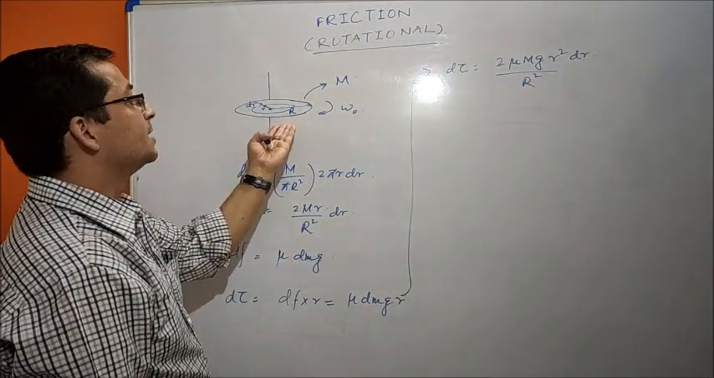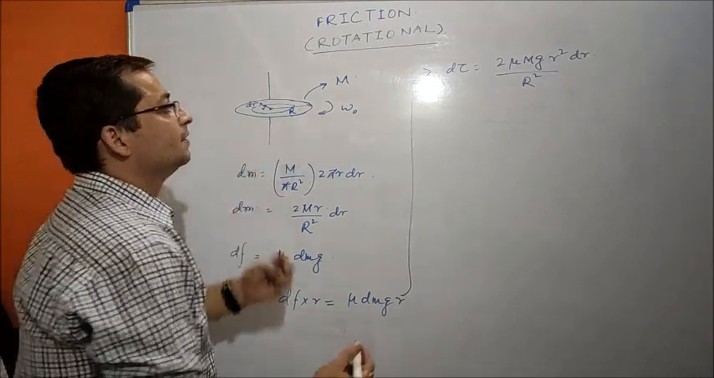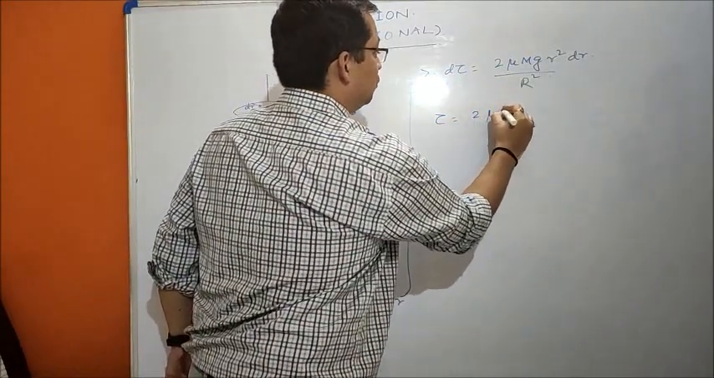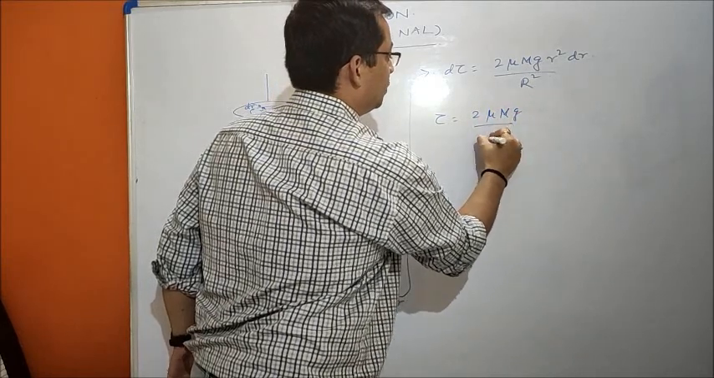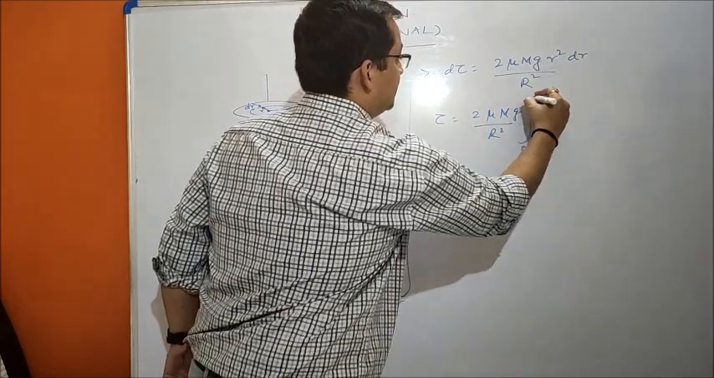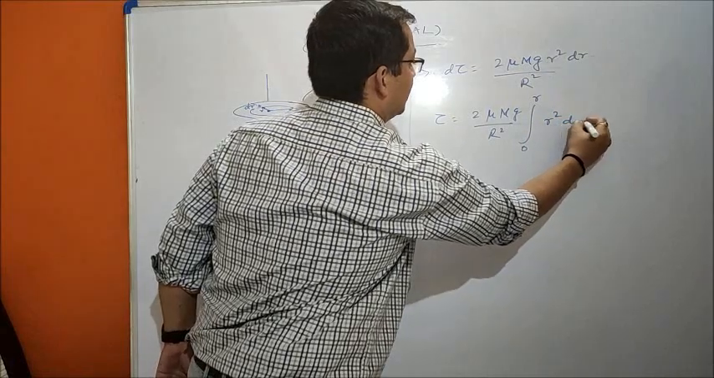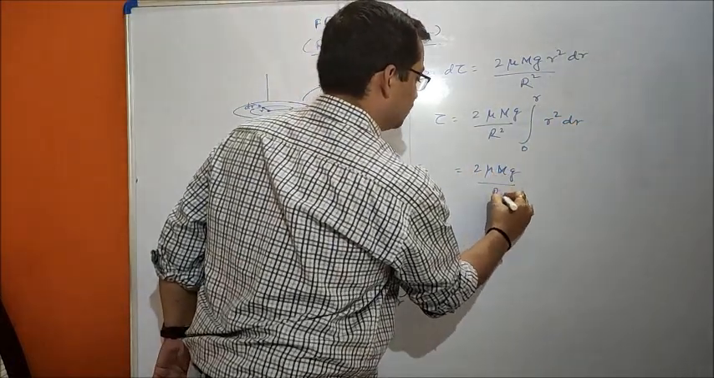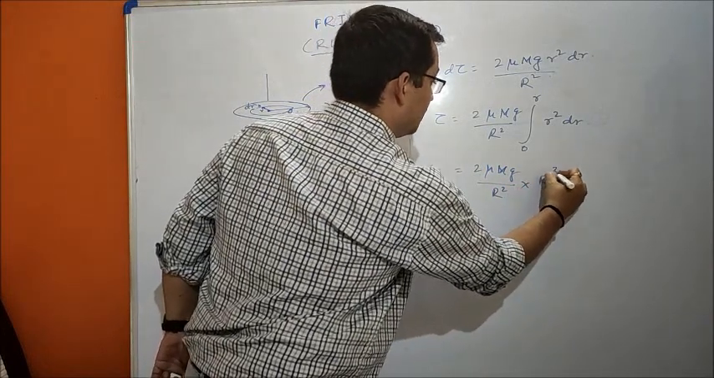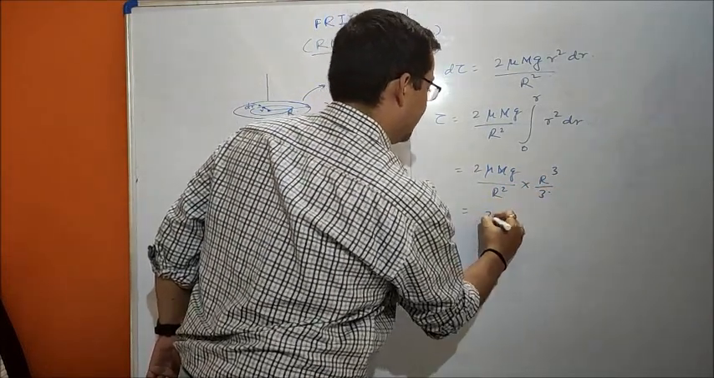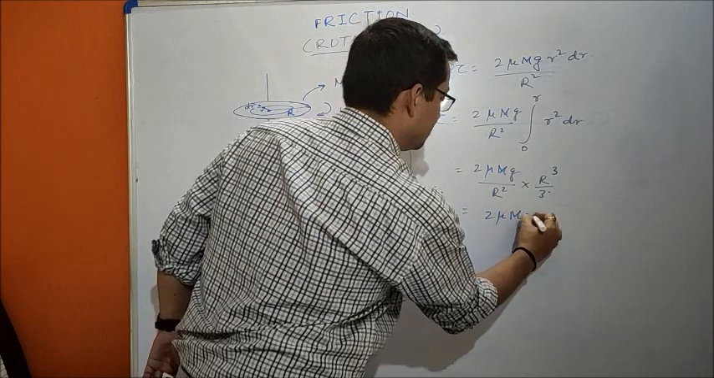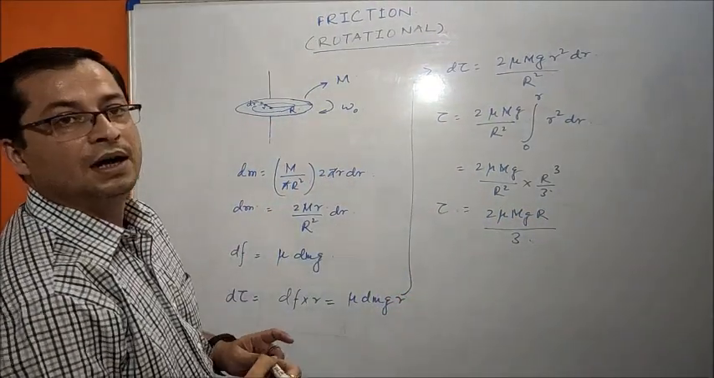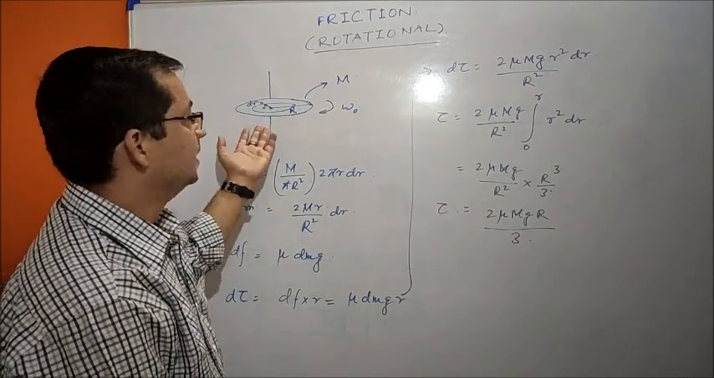Now the total torque experienced by this disc will be the integration of this expression, which will be equal to 2 mu m g upon capital R square, integral from 0 to R of r square dr. So this gives you 2 mu m g by R square into R cube by 3. So that is 2 mu m g R by 3. So this is the torque experienced by the disc.